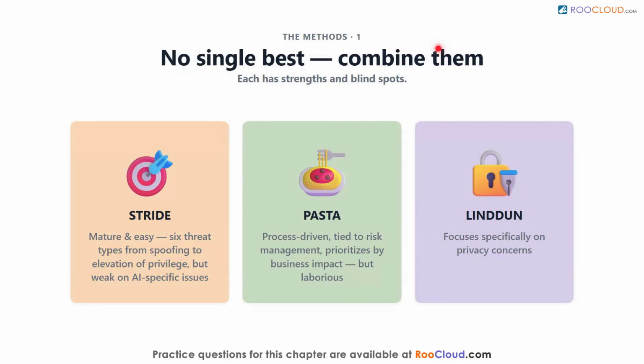There is no single best method, so teams often combine several, since each has strengths and blind spots. Let me walk through the main ones. STRIDE is the most mature and easy to apply, naming 6 threat types from spoofing to elevation of privilege, but it struggles with AI-specific issues like adversarial machine learning. PASTA is a process-driven approach that ties closely to risk management and prioritizes threats by business impact, though it is laborious. And LINDDUN focuses specifically on privacy concerns.